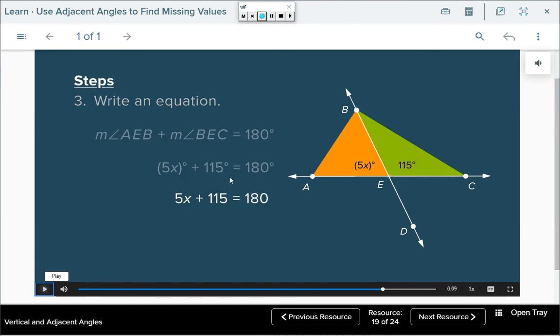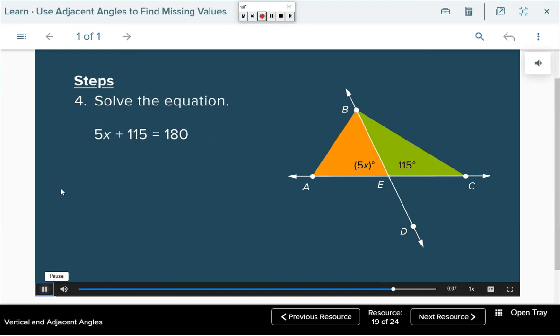What do you have here? What is this? Two-step equation, right? So what would go in the box here? 5x. What would be outside this box? Plus 115. And how would I get rid of that? Subtract 115 from here and from here. And then I would solve for x, wouldn't I? The last step is to solve the equation to find the value of x. The value of x is 13. And again, they just kind of jumped ahead by skipping all the steps.